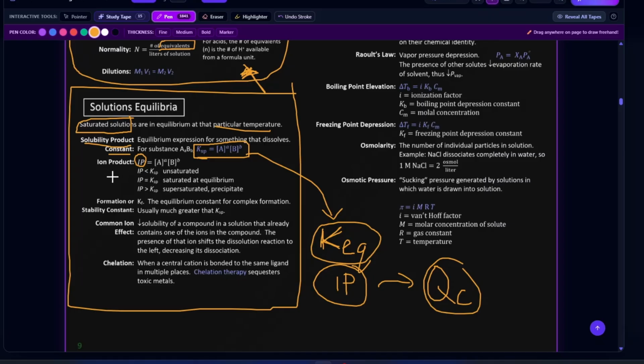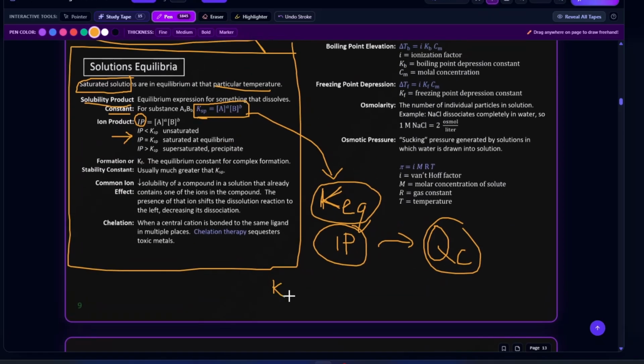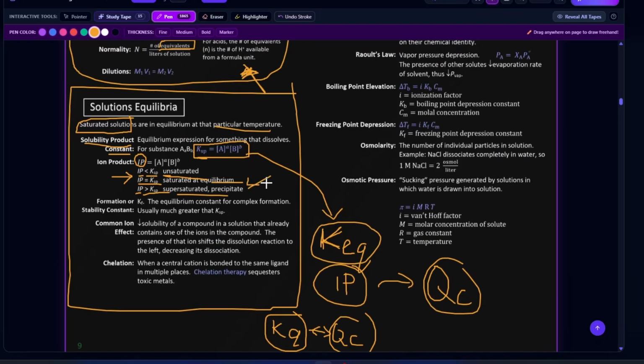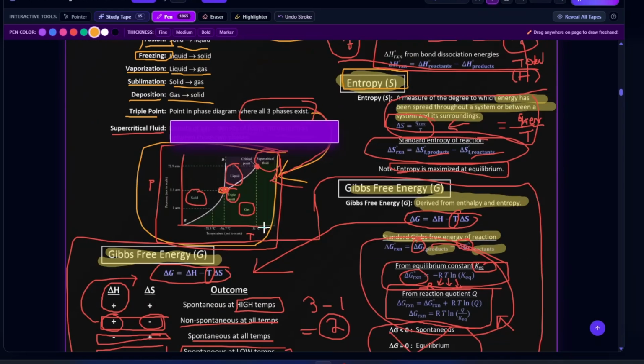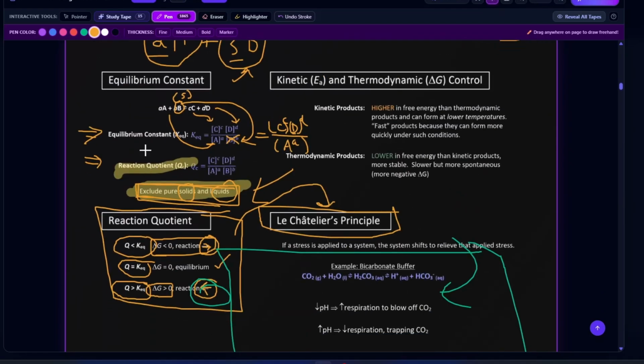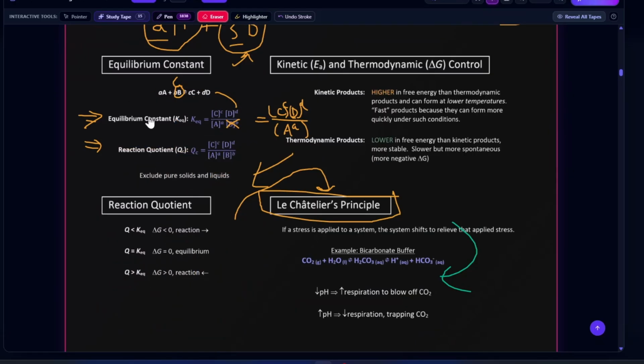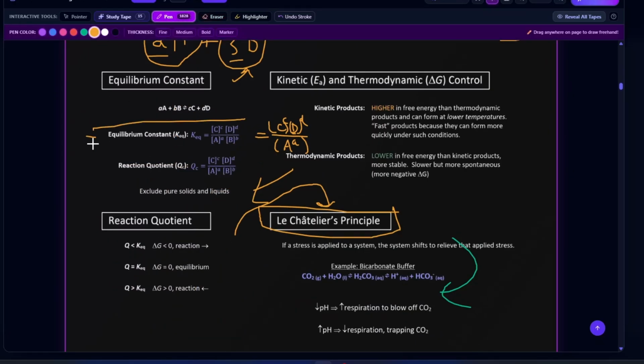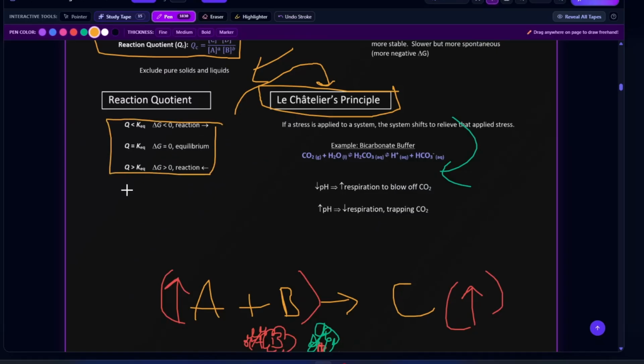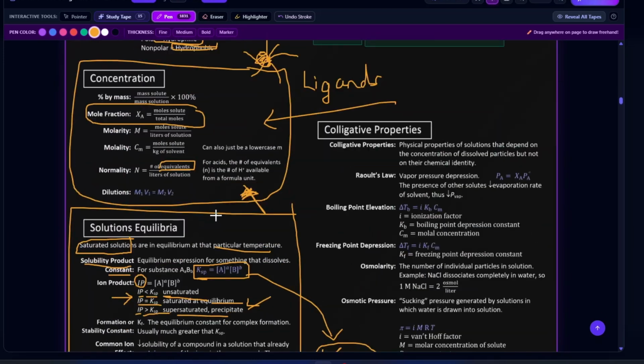Like we did with KEQ and Q, the reaction quotient, you have to compare them relative to each other for them to have some meaning. So this is how they compare. If IP is less than KSP, it's unsaturated. If they're equal, it's equilibrium. If IP is greater than KSP, it's supersaturated and precipitate will form. Just to go back to KEQ, that was in chapter 6 on reaction quotient, and it was over here, right? So you would compare reaction quotient to KEQ, and this is basically the same thing we're doing down here.